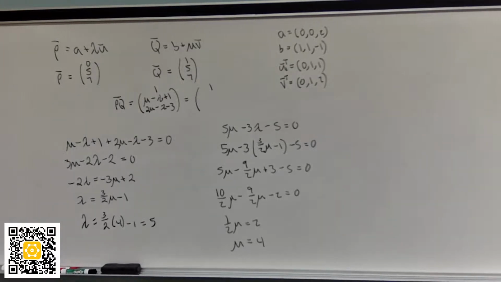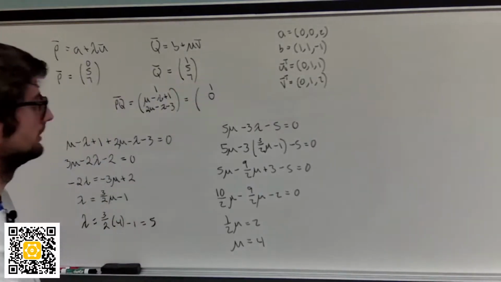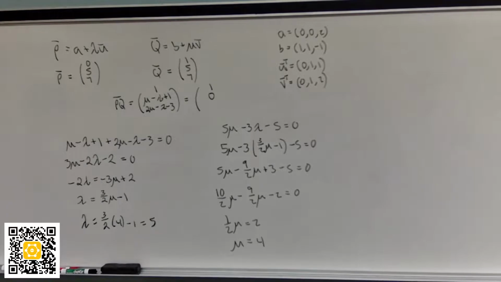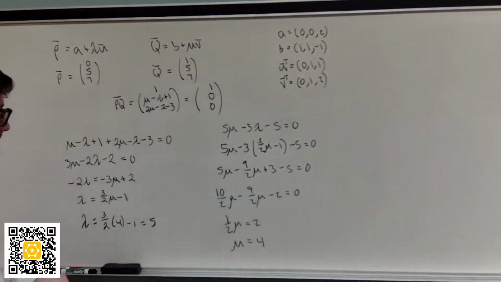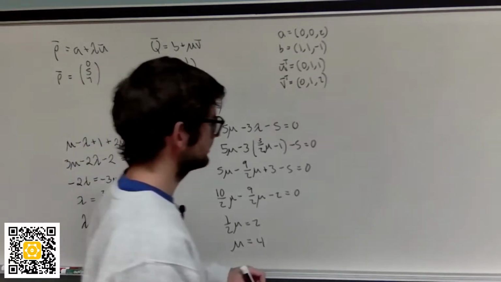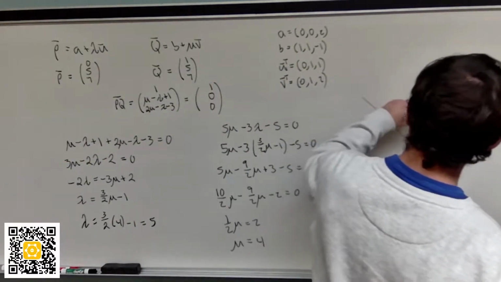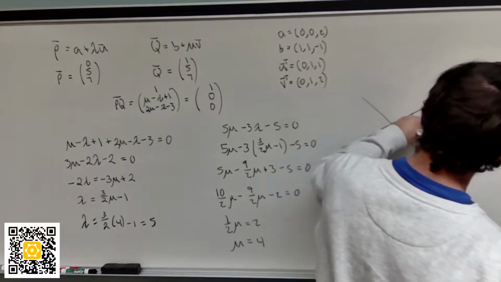The second value will be 0, right? Because, what's the third value? 3 minus 5 minus 3, minus 0 as well. It will also be 0. That's the vector PQ. This is the vector PQ, exactly. So this is this vector right here.